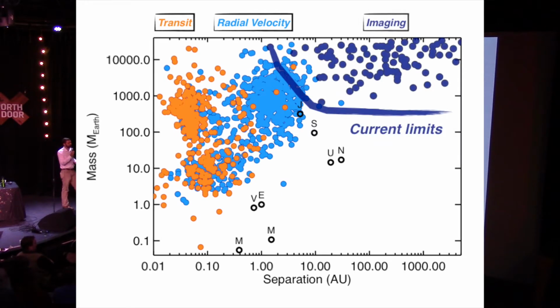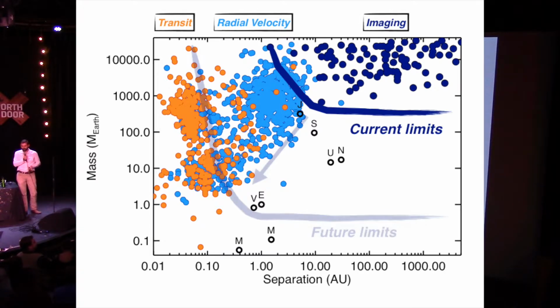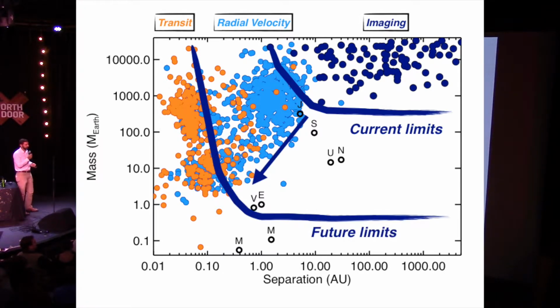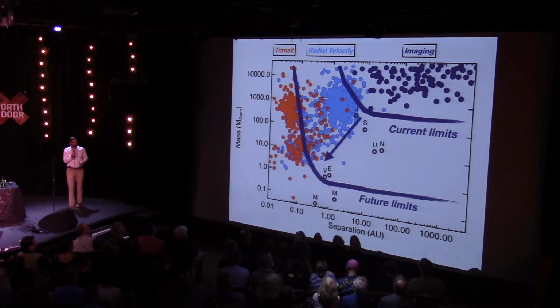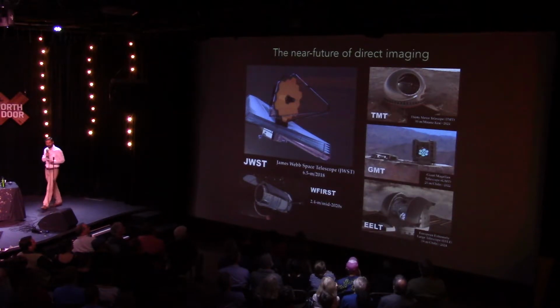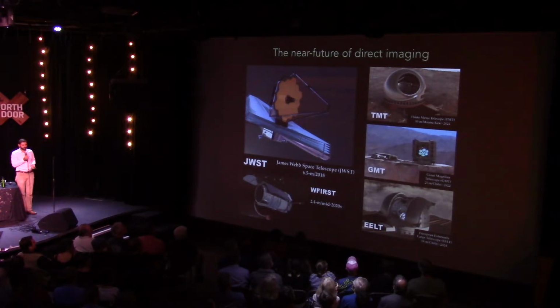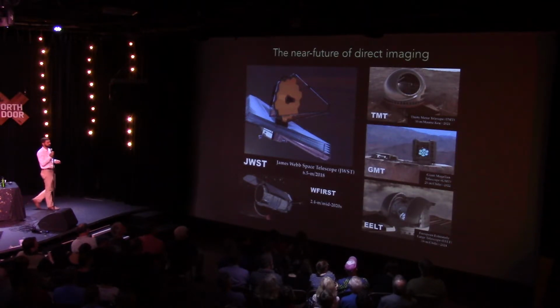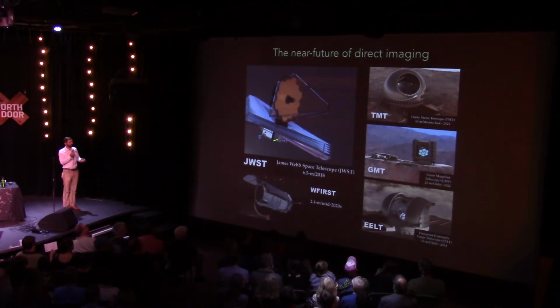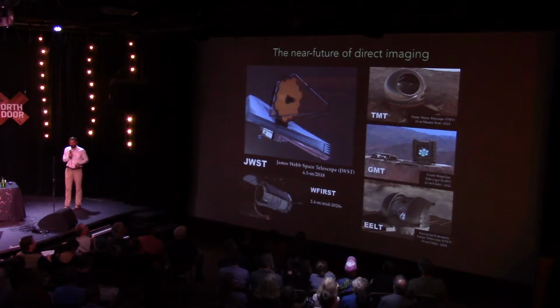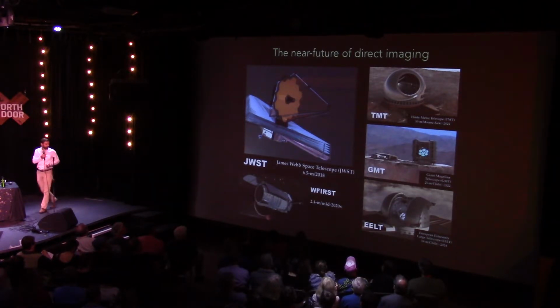So for direct imaging, we're not quite there yet. We're kind of bottoming out right now at about a Jupiter mass. And what we really want to do in the future is get to closer separations and much lower masses to be able to image, again, Earth-sized planets. And to do that, we can get part of the way there with telescopes that are either planned or being built right now. I'm sure many of you have seen some of the photos of the James Webb Space Telescope mirror, which is now fully assembled and absolutely gorgeous.